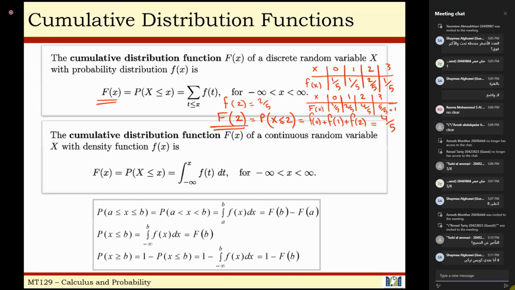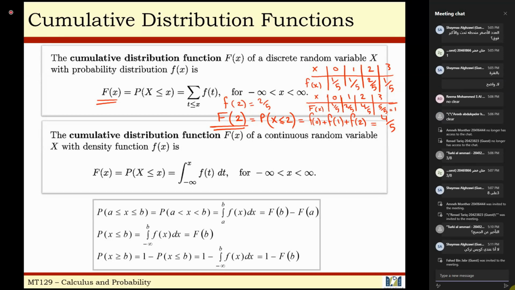Now, if we have cumulative for continuous, the cumulative distribution function in the continuous case means, if we have f of x, the integral from minus infinity to x. This is the cumulative distribution function in the continuous case.